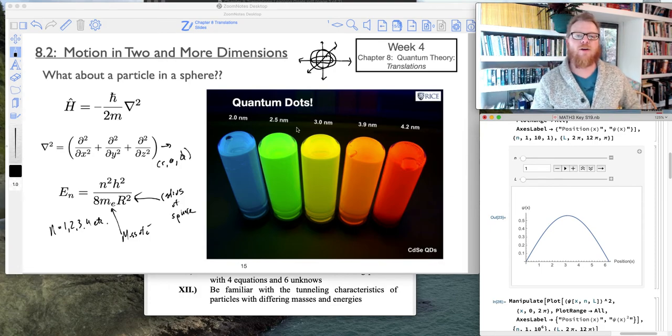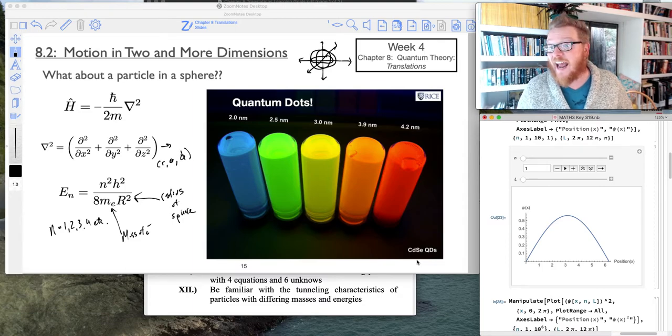Well, look, here are some quantum dots that somebody synthesized. Quantum dots are a fancy word for a nanoparticle. And these are nanoparticles made up of cadmium and selenium. And I believe these are the diameters of the particles.